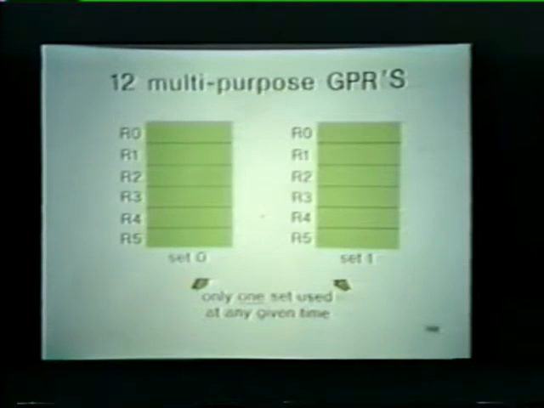In the large PDP-11 processors, there are 12 multipurpose registers instead of 6. These registers are divided into two identical sets. Each set is labeled R0 through R5. These registers perform the same functions as the multipurpose registers used in the other PDP-11 processors. However, only one set of registers can be used at any given time. We could never, for instance, add the contents of R0 in set 0 to the contents of R3 in set 1.